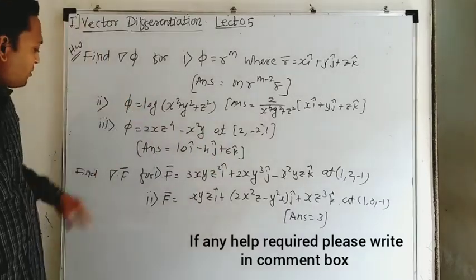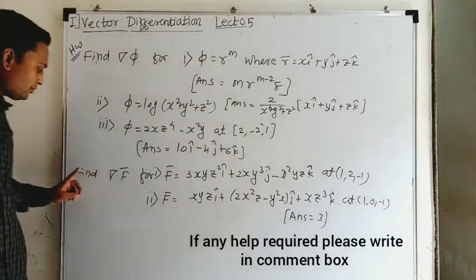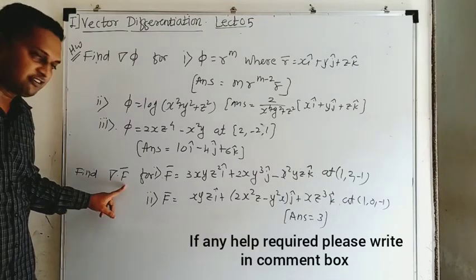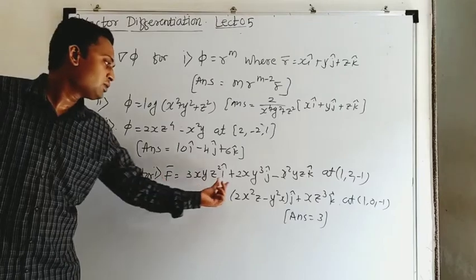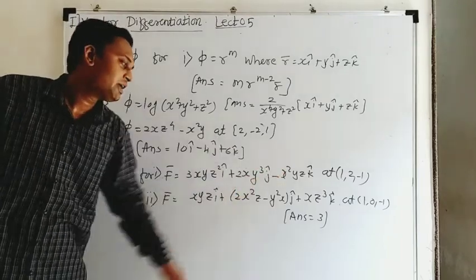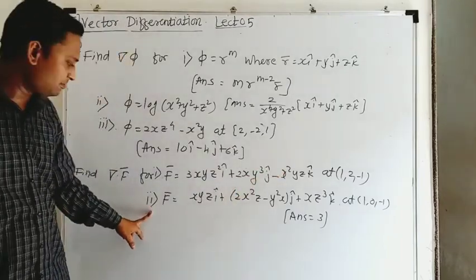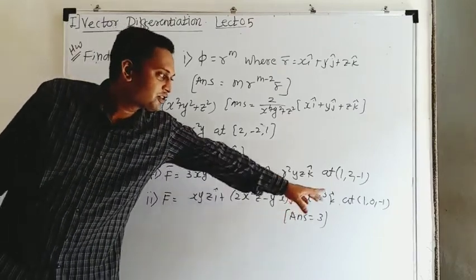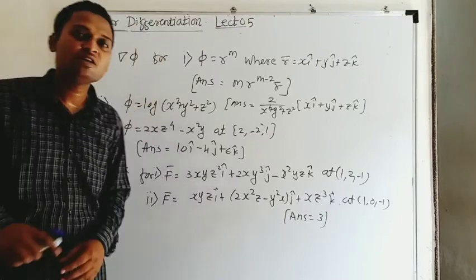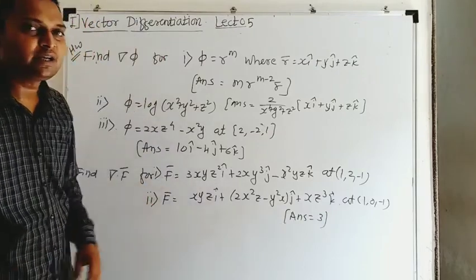So this is the problem for homework. And in the next example, we are going to calculate del dot f bar, that is divergence. It is called the divergence of f bar, for f bar equal to this function at 1, 2, minus 1. And the second problem is for homework: f bar equal to x, y, z, this vector function at 1, 0, minus 1, for which the answer is 3. So one I will solve, one you try at home.